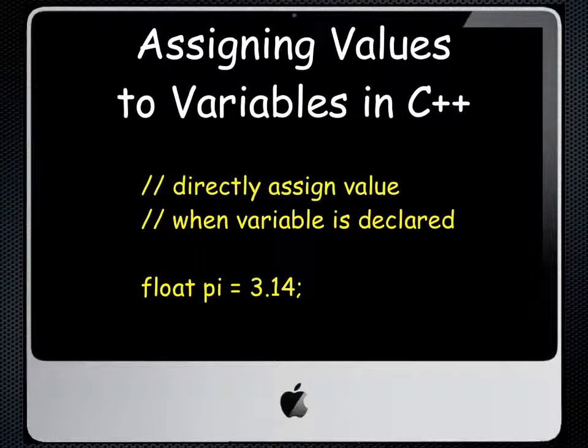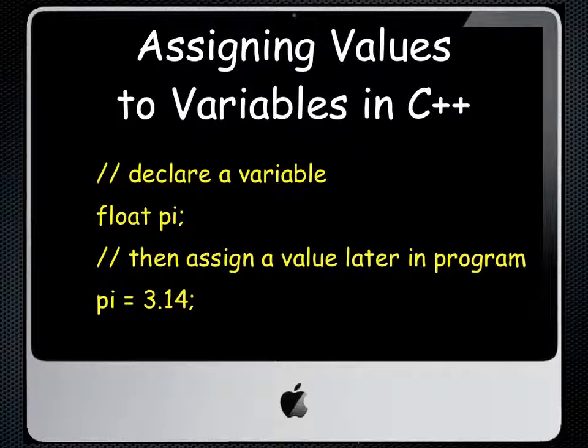First, we can declare a variable, for example, float pi, and immediately make it equal to a value. So, float pi equals 3.14. That's the first way to assign a variable a value in C++. Okay, let's look at the next.